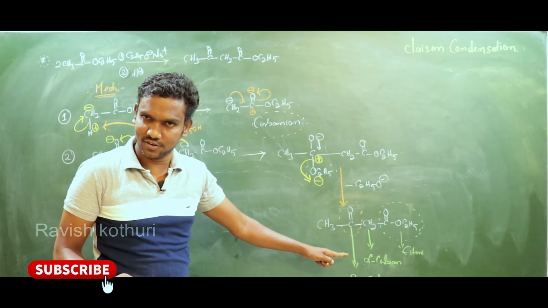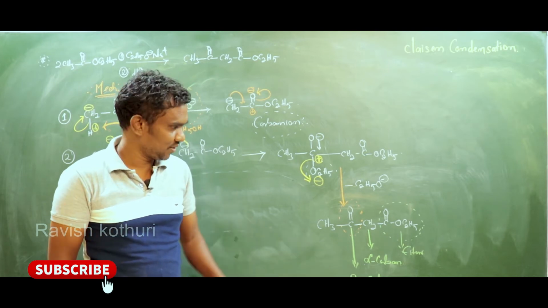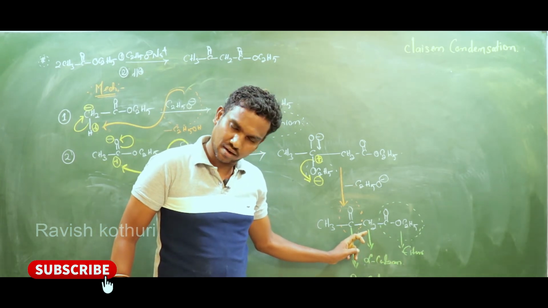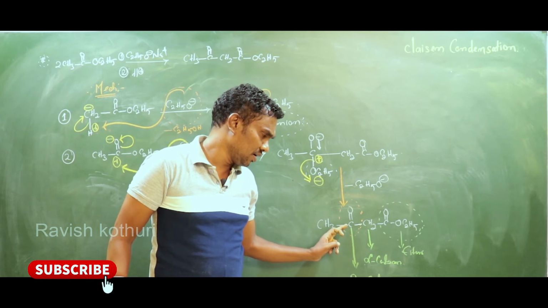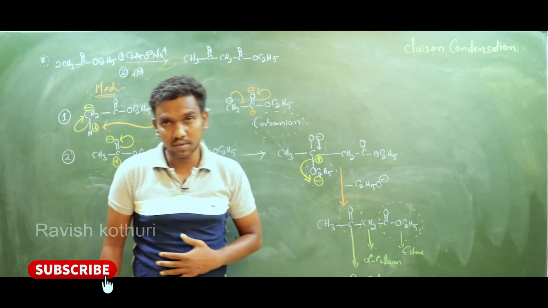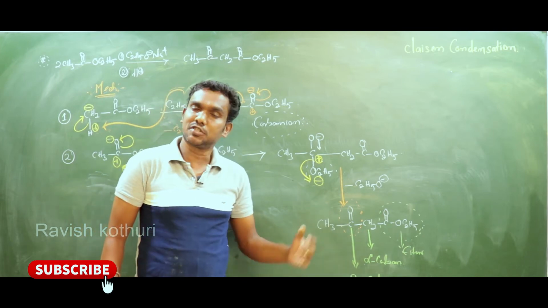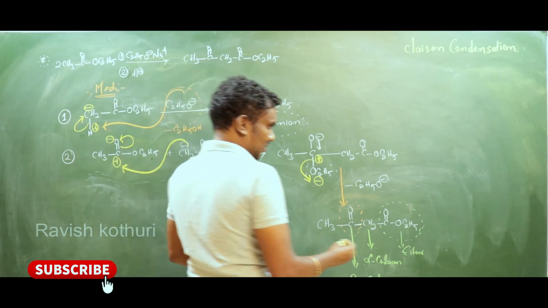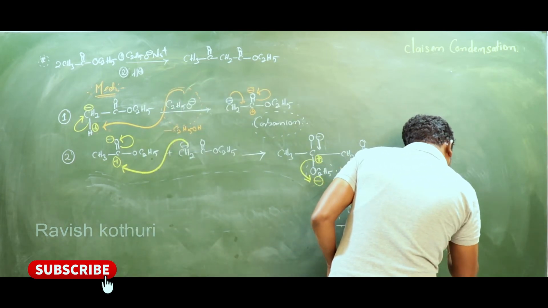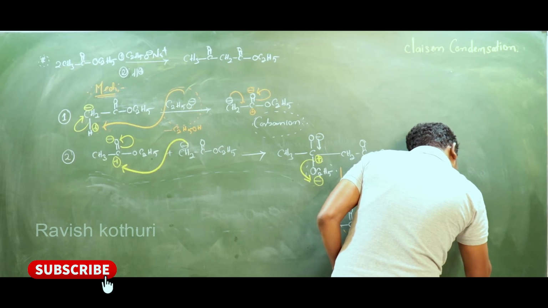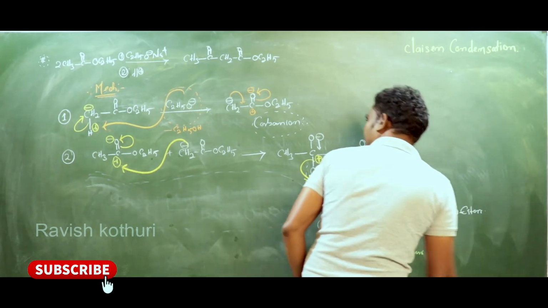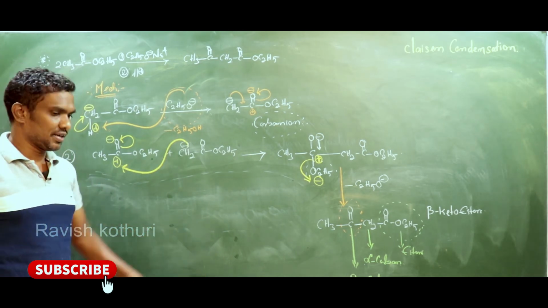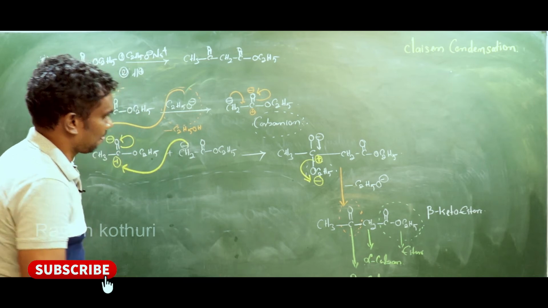Listen, my ideas, once again I repeat. Here, this is the functional group, that is ester. The carbon beside the ester is the alpha carbon. The carbon beside the alpha carbon is the beta carbon. Beta carbon contains what, my dear? Double bond. So that is the reason this is called beta keto ester. So my ideas, this is the mechanism. Please take this down.